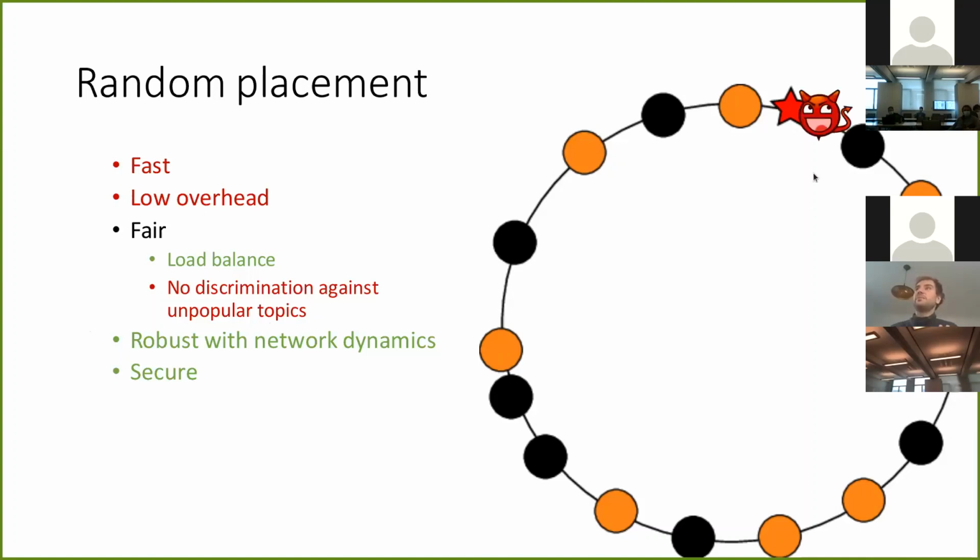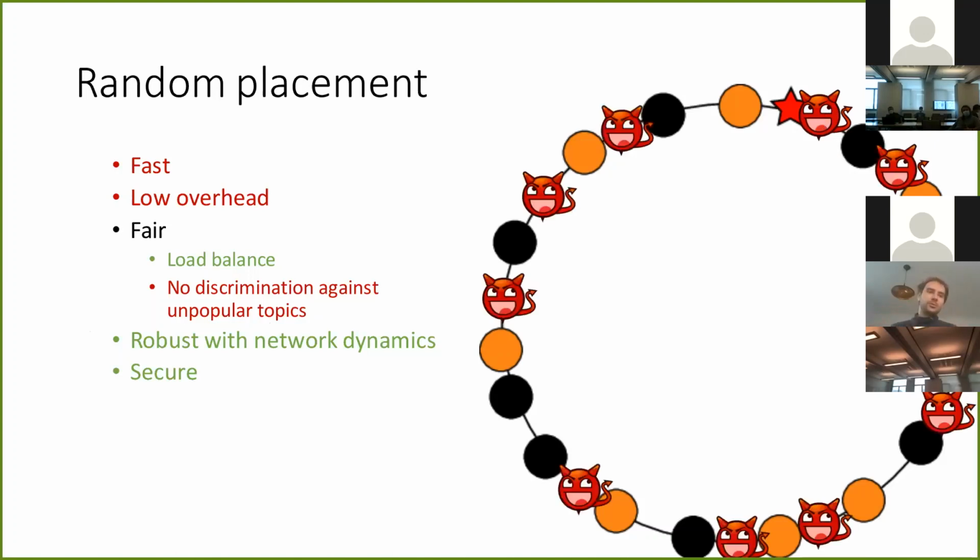Well, now if an attacker plays, there is no strategic position where you can place yourself to hijack the whole traffic. You can try to generate a lot of identities and put them everywhere in the network, but first of all, it will require a lot of resources, and second of all, it still doesn't guarantee that the attacker can eclipse a specific application, because again, everything is random.